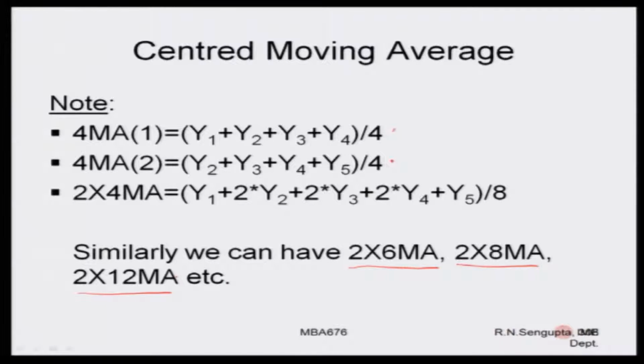Now, what is important is these, not y's, but basically the coefficient. So, if you look at y1, the coefficient is 1 by 8. If you look at y2, the coefficient is 2 by 8. If you look at y3, the coefficient is 2 by 8. y4 again coefficient is 2 by 8 and y5 is 1 by 8.